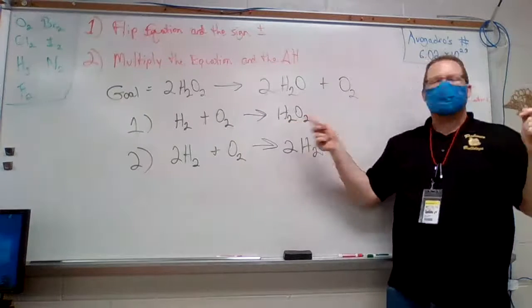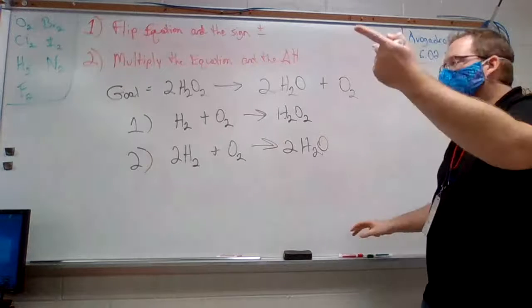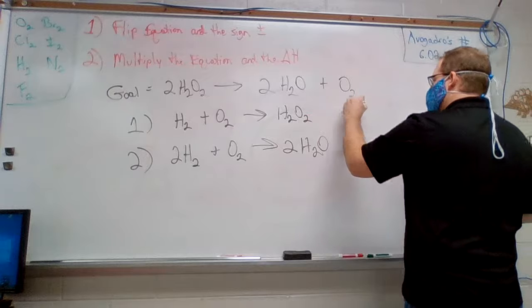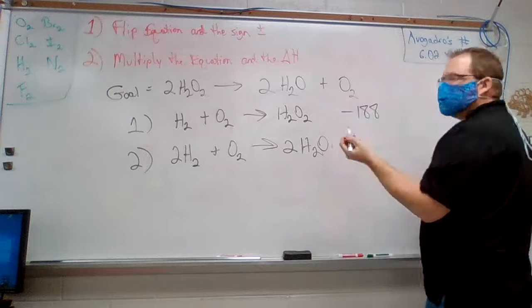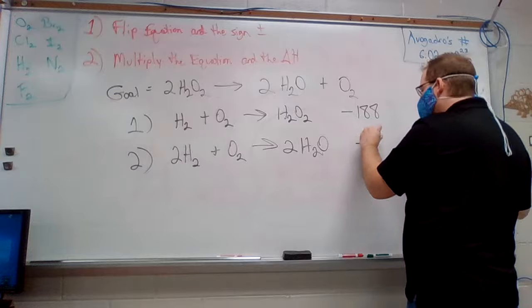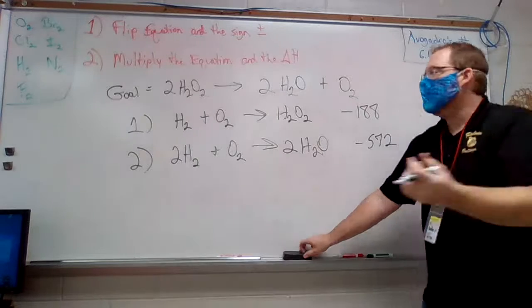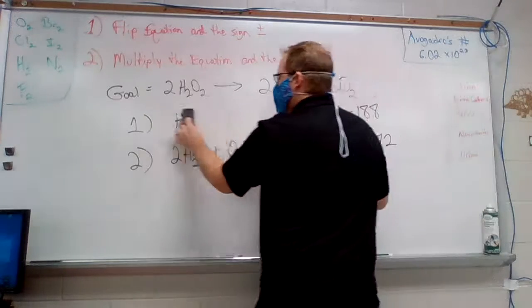So what do you think I need to do with equation 1? Flip it. I need to flip it. And when I flip it, what do I do with the number? You change the sign, right? So these are also my two numbers, negative 188 and negative 572. So what I do is I got to flip it, right? So I'm actually going to physically flip this.